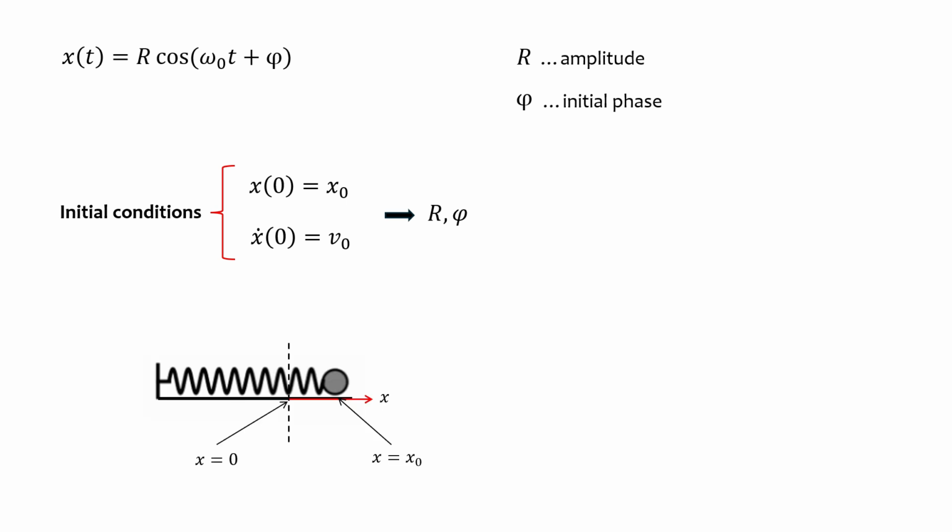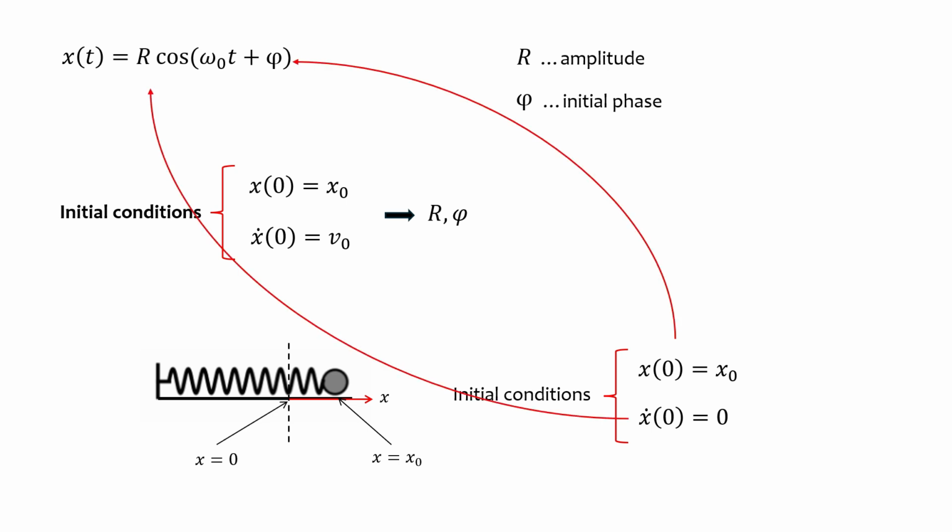Let's now consider the following scenario. Initially, we displace the object from its equilibrium position by hand or by other means, stretching the spring by a distance x0, and we then release it. Mathematically, we can express these initial conditions as follows. The initial displacement at time 0 is x0, and releasing the object means the initial velocity is 0. Now we plug our solution into these two equations and solve for r and phi.